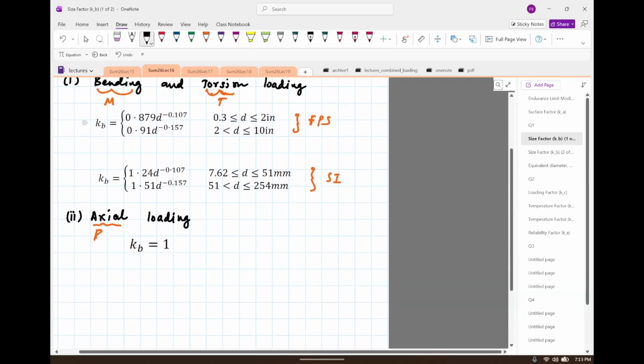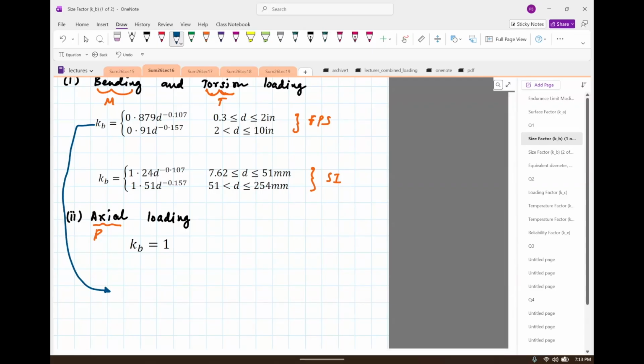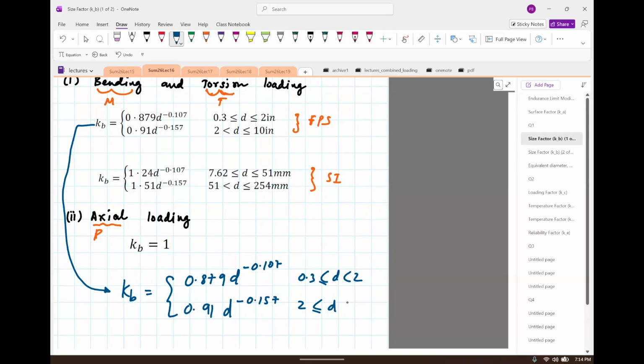Let me rewrite that, and then you can get the other one from context. This one is kb equals 0.879 d raised to minus 0.107, and then 0.91 d raised to minus 0.157, for 0.3 less than d less than 2, and 2 less than d less than 10.